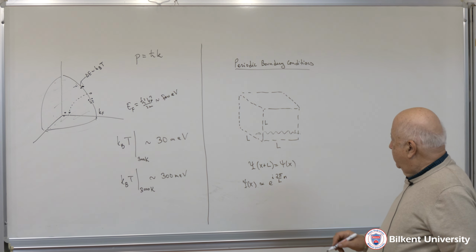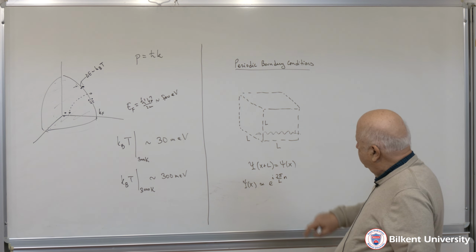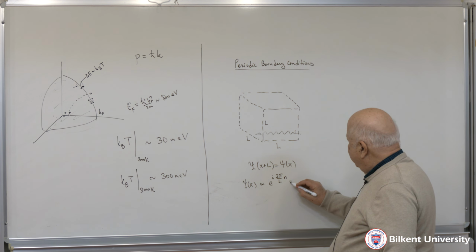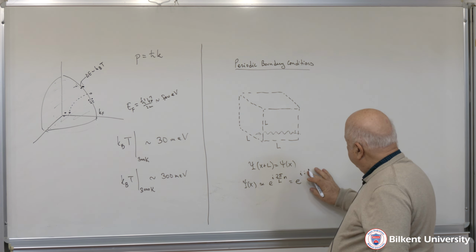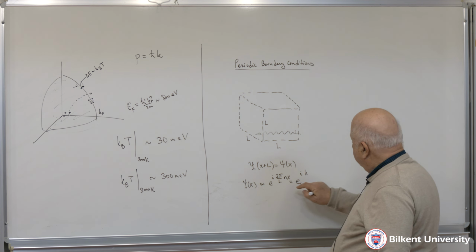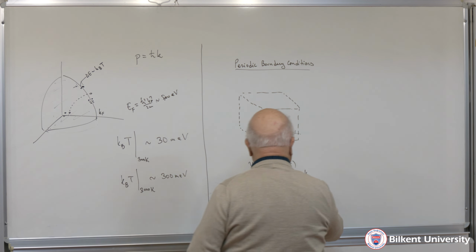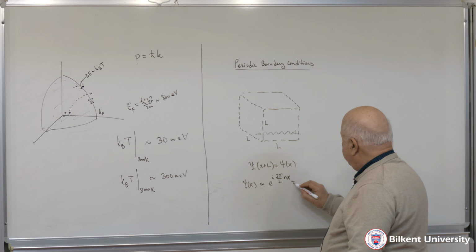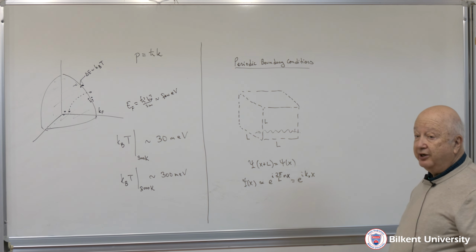Okay, and the larger the n, obviously, the larger the energy. So I can write this as e to the i k x, I forgot the x. Okay, let's rewrite this. e to the i 2 pi n x over L, which is equal to e to the i kx x. Okay, so that's the x direction.